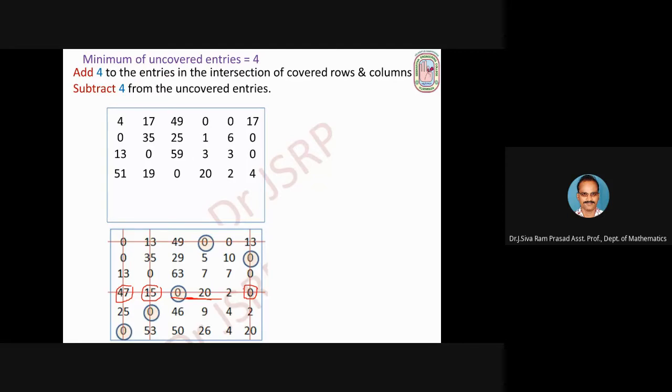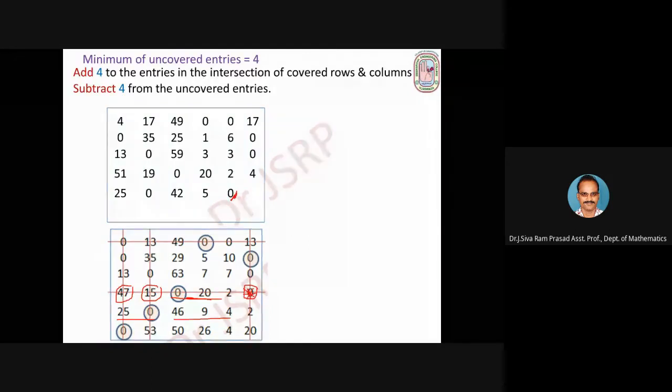Okay. Observe this previous possible assignment is here removed. Okay. Next, these 2 remain same, 25, 0. And subtract 4 from these 3: 46 minus 4, 42; 9 minus 4, 5; 4 minus 4, 0. So this is a new possible assignment. This entry is a new possible assignment.